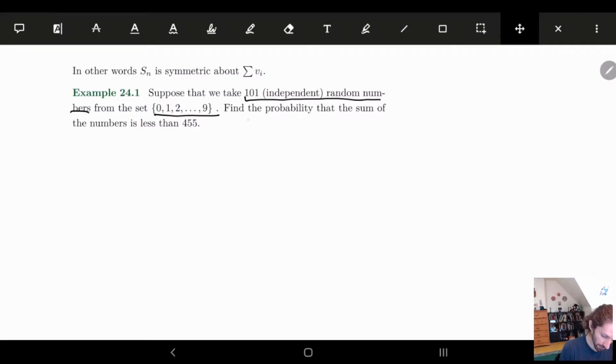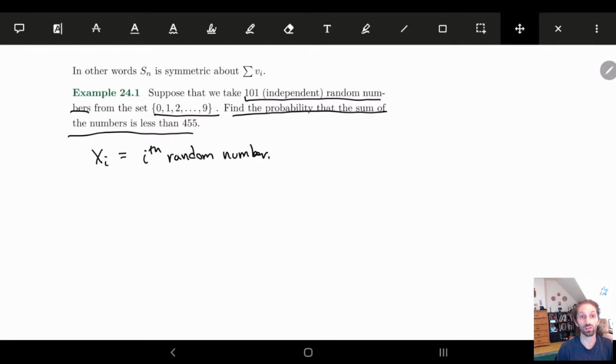Now I'm going to ask, find the probability that the sum of the numbers is less than 455. So I want to add up all of the grades, and I want to know when the sum is less than 455. Let's make Xi the random variable, so it is the ith random number. In other words, it's the ith draw. And notice in this case, if I look at P of Xi, this is going to be symmetric about 4.5.